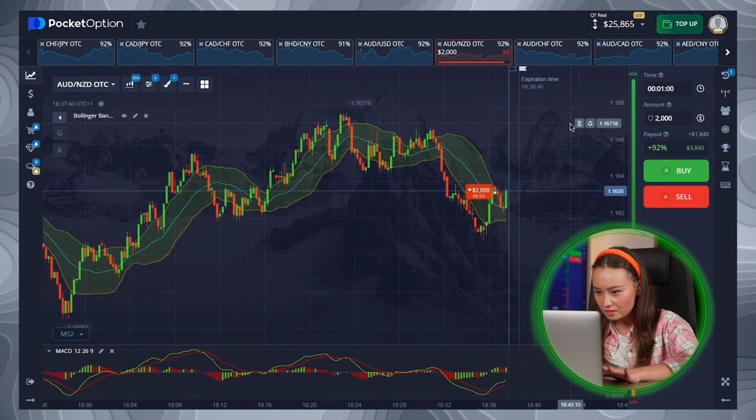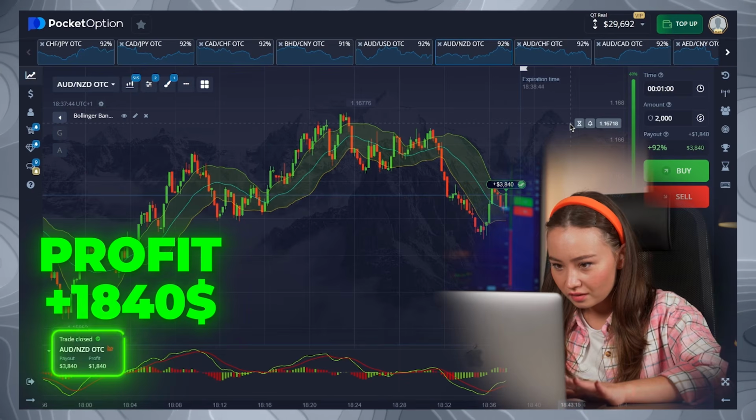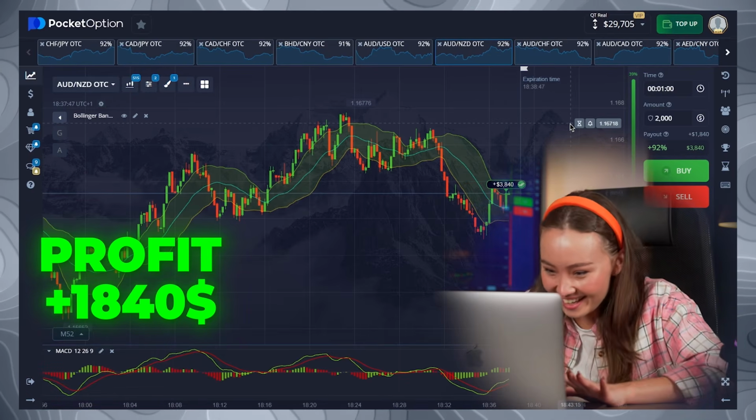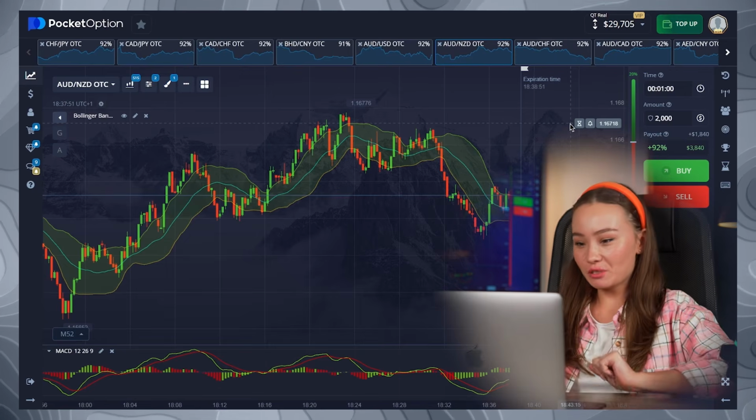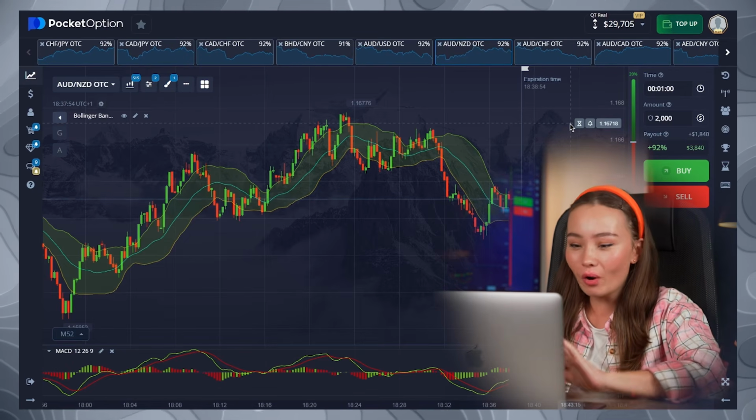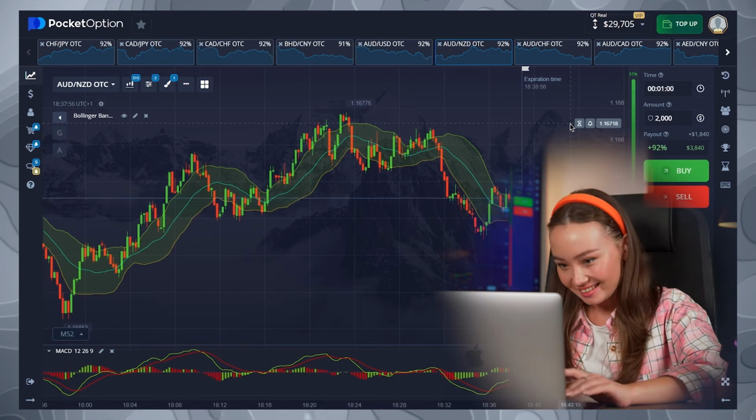Where it go? Stop. Yes. These trades in the green. I swear trading feels like a roller coaster sometimes.